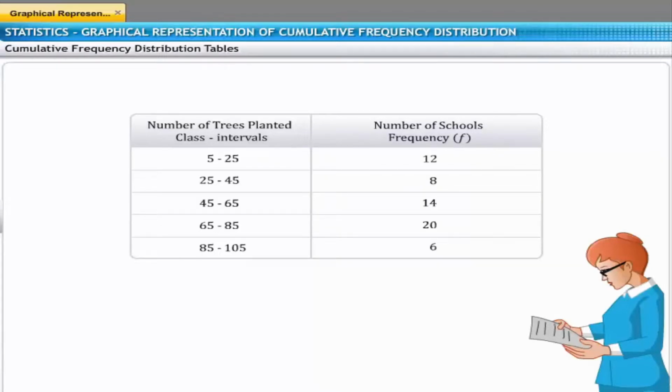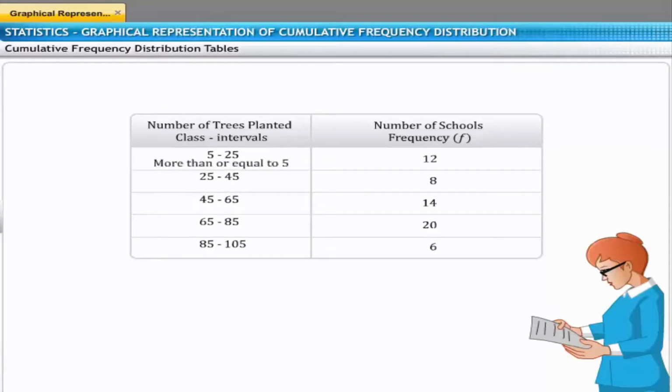Can we represent this data graphically? Yes, we can. Recall that you have learned to represent group data using bar graphs, histograms, or frequency polygons. Let's see another way of representing this data.